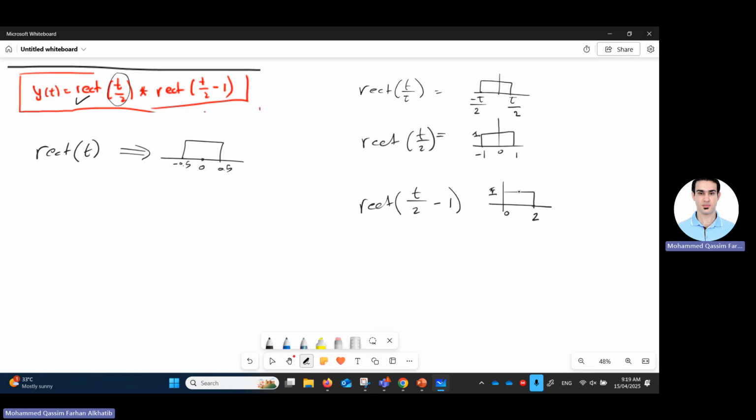All right. I mentioned previously the rule: if I have two rectangles with the same width, the result will be what? A triangle. So here, rect of t over 2 convolved with rect of t over 2 minus 1, I'm going to get a triangle.